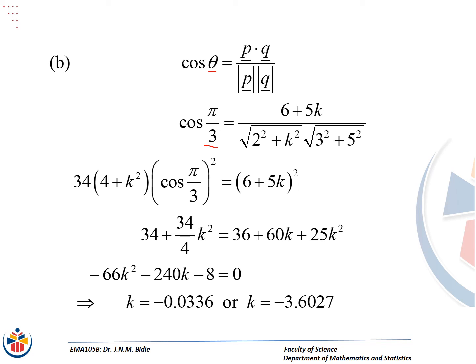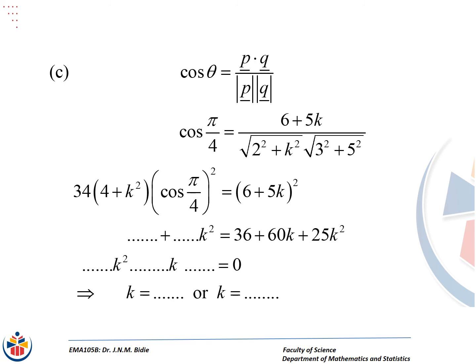Please check, and on your calculator use mode equations. This will be the correct solution. That's what we get even from using our mathematical software, Mathematica, as well as MATLAB. C, the angle has been given to be pi over 4, so you go through the same route as B and fill in the missing spaces and give us the final quadratic equation as well as the values for k.